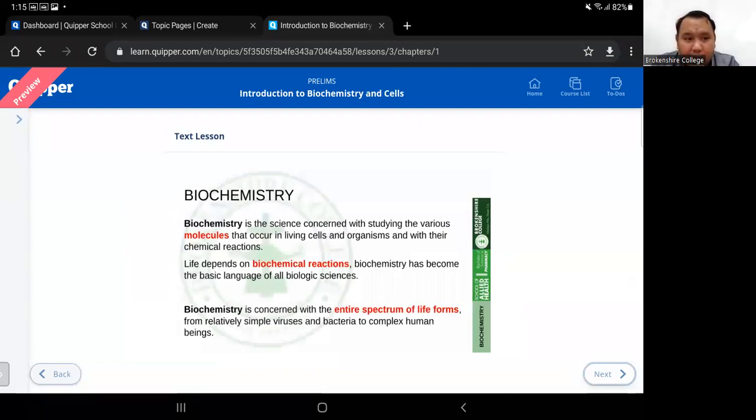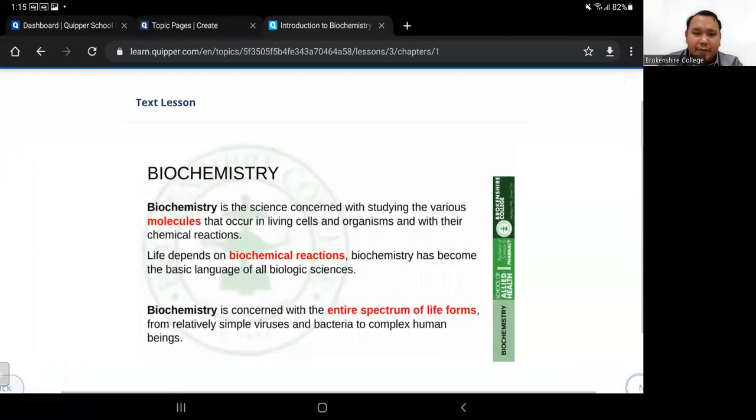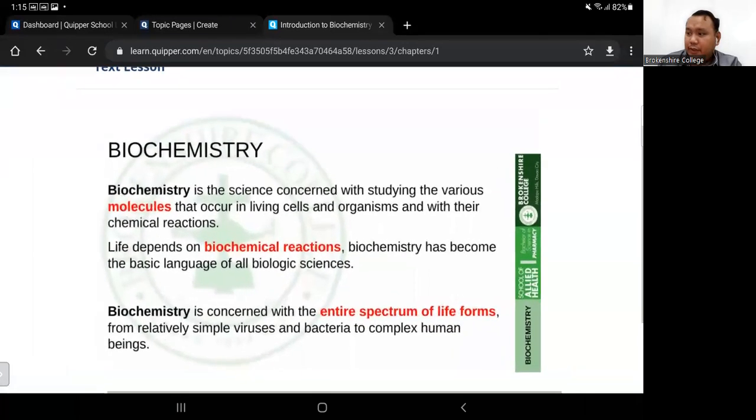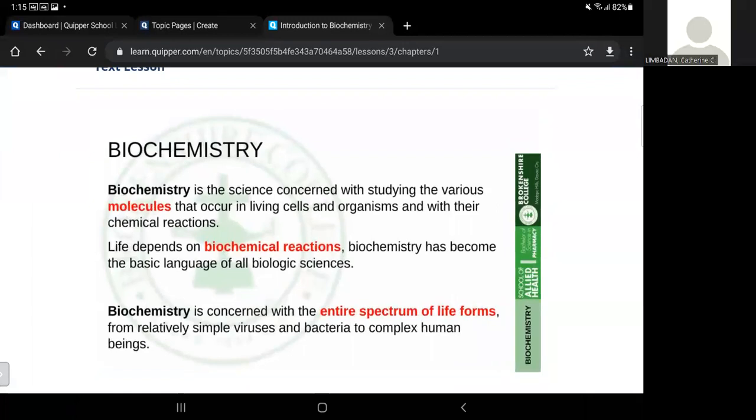Okay. So may I request somebody from the class to read the definition? Okay. Sige. May I ask Miss Catherine Limbadan, are you around? Yes, sir. Okay, can you read the slide, please? The three paragraphs.